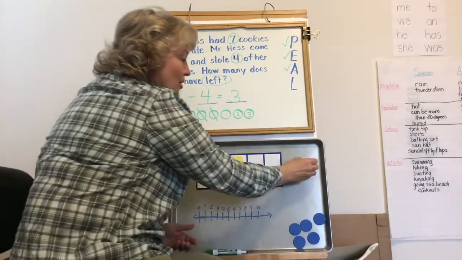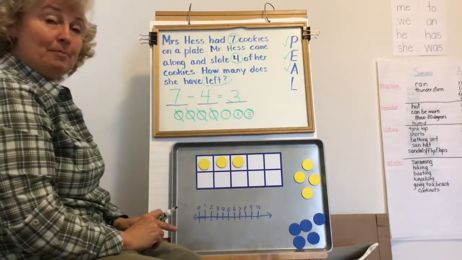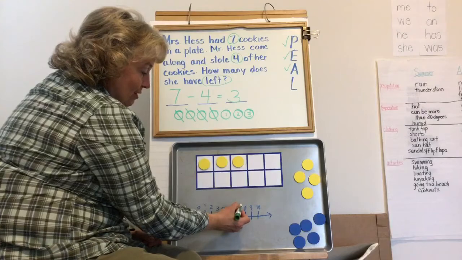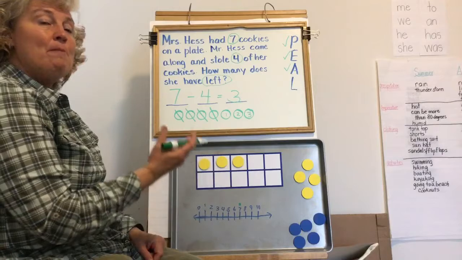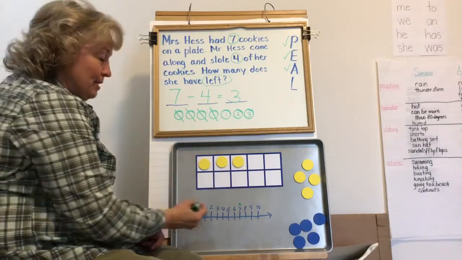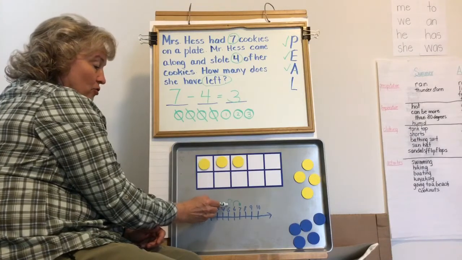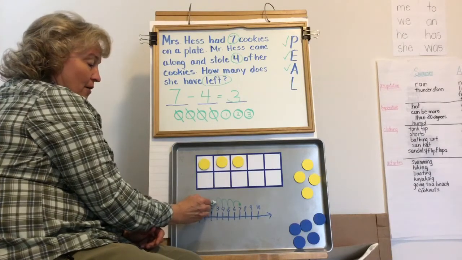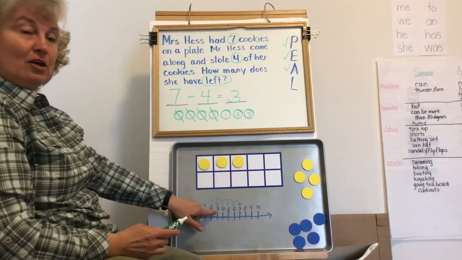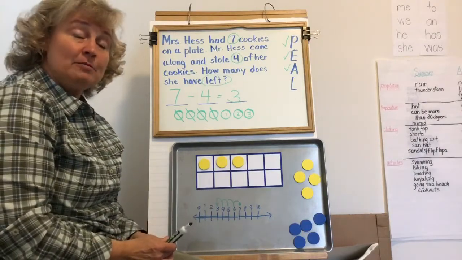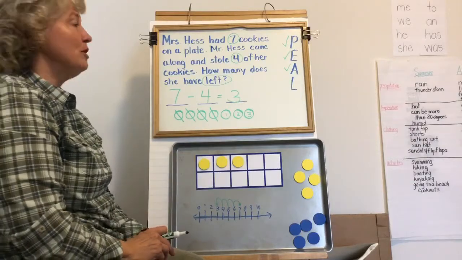All right, very good. So then I want to try one more way to show you that I could check my answer. So I'm going to start right here at 7. And I'm going to count backwards 4 hops, and let's see where I end up. So we have 1, 2, 3, 4. And look, I ended up again at my 3. So those are a couple of different ways that you can check to make sure that you got the right answer.